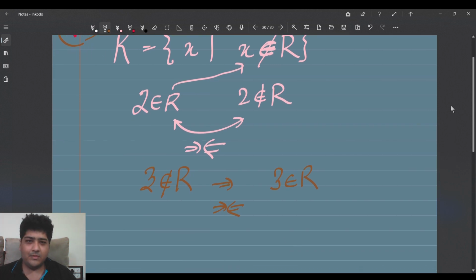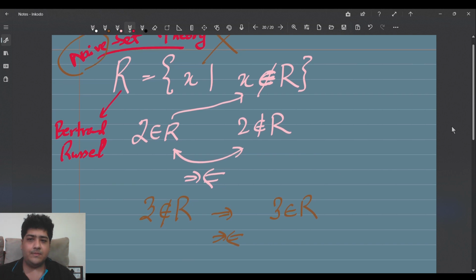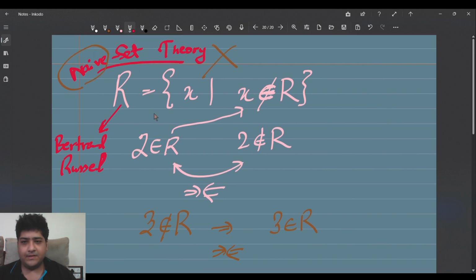These problems were later resolved by something called axiomatic set theory, and this was suggested by someone called Bertrand Russell. He was a very famous British mathematician. I don't know whether I am spelling him correctly or not. So Bertrand Russell gave this paradox. That's why this paradox is also called Russell's paradox, and this defies the naive set theory definition.